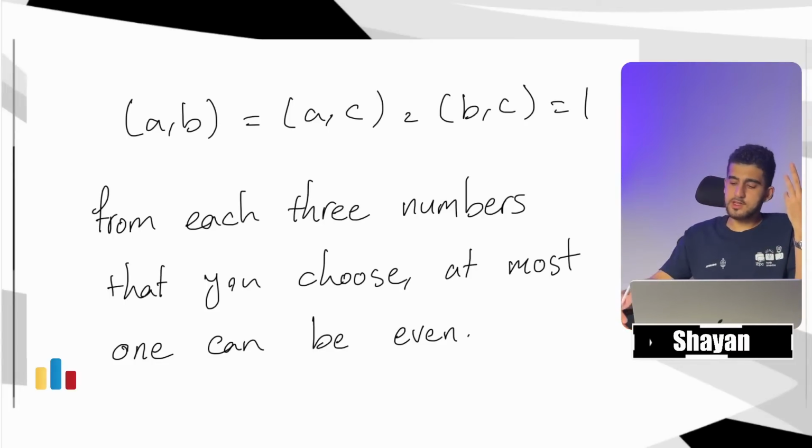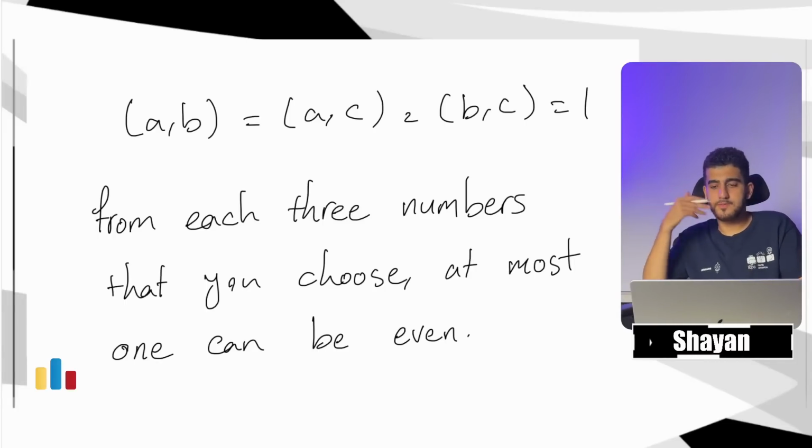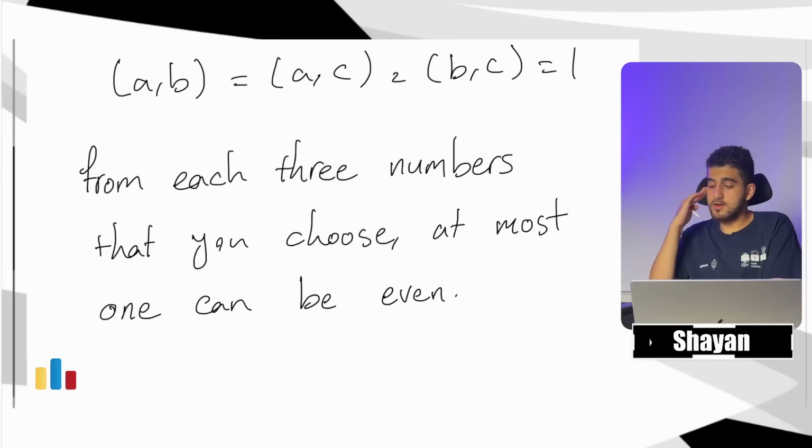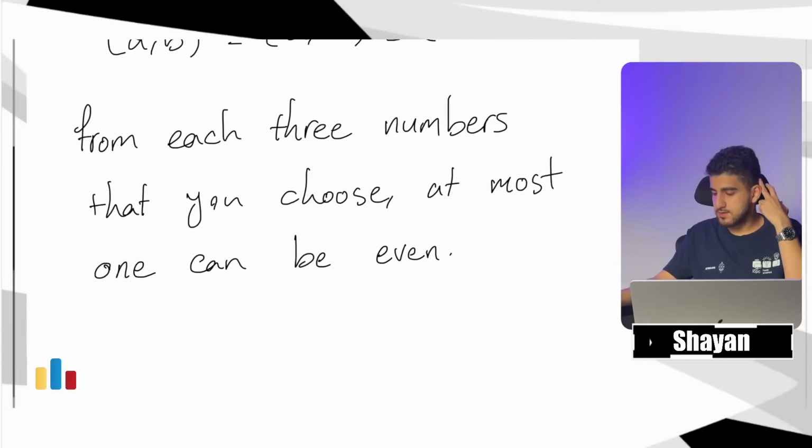That's obvious, because otherwise if you have two even numbers, the GCD of them is not 1 anymore, because they have 2 in common. So basically the first thing that we can say is that from the three numbers that we choose, at most one of them can be even. This gives you the intuition of solving the problem.